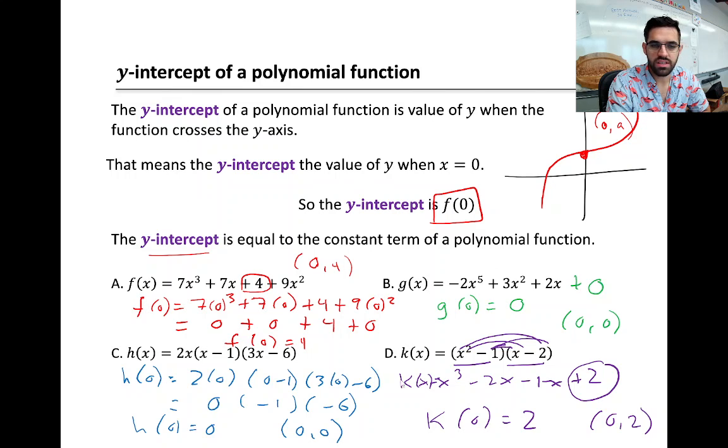In examples C and D, they're not in standard form, so we can't read the constant term. You could multiply and FOIL it all out and find the constant term to find the y-intercept. That would work. But in this case, I think it's easier to just calculate h of 0 and k of 0 and get our y-intercepts. So the y-intercept for C, h of 0 is 0, so the y-intercept is (0, 0). Example D, k of 0 would equal 2, so the y-intercept is (0, 2).